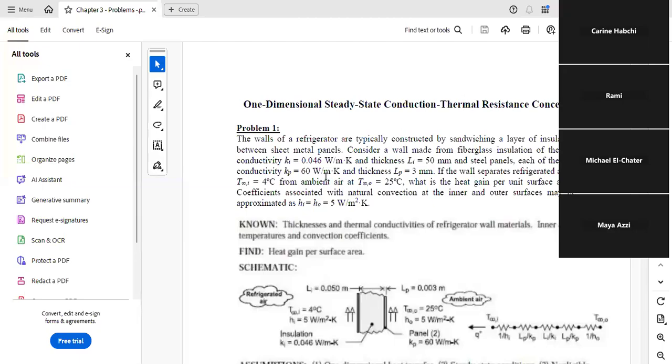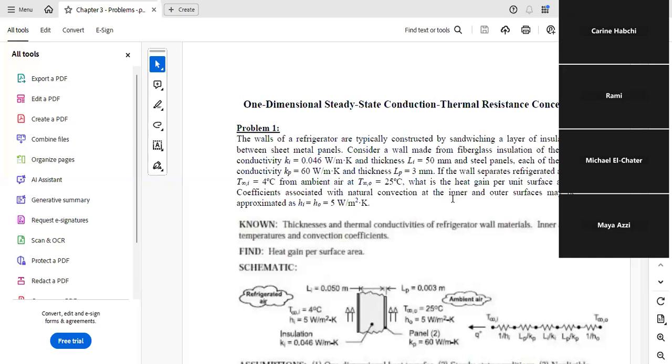So in the first problem, we have the walls of a refrigerator, which are typically constructed by sandwiching a layer of insulation between sheet metal panels. Consider a wall made from fiberglass insulation of thermal conductivity Ki and thickness Li, and steel panels, each of thermal conductivity Kp and thickness Lp. If the wall separates refrigerated air at T infinity,i equal to 4 degrees from ambient air at T infinity,out equal to 25 degrees, what is the heat gain per unit surface area?